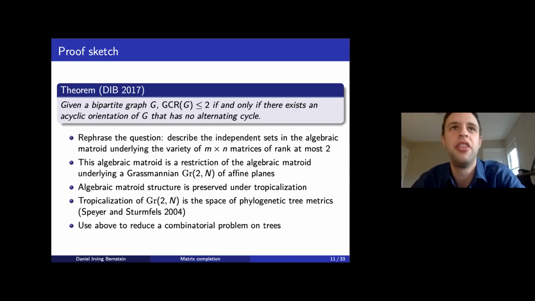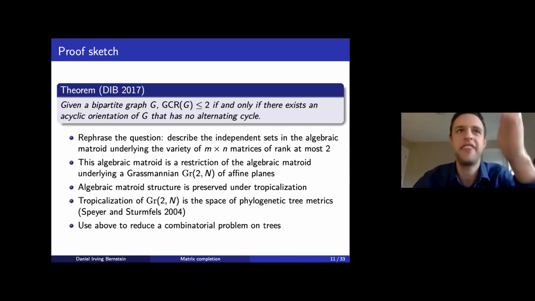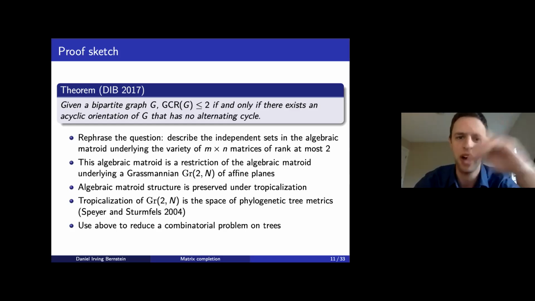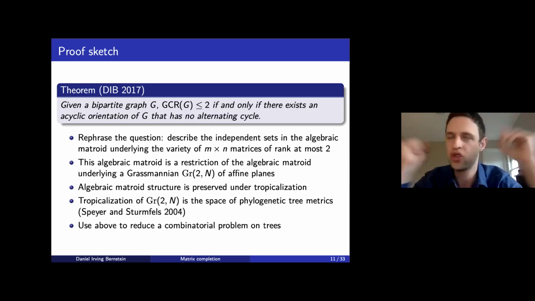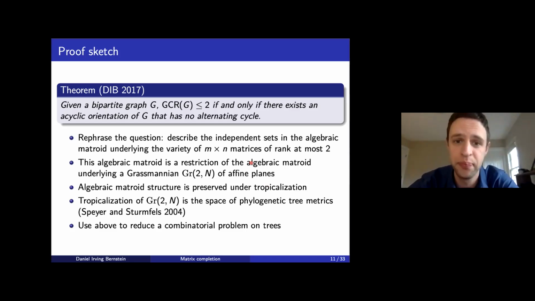So the proof, and this technique I've been able to apply in another context that I may or may not get to in this talk, but the technique is as follows. So, the question is, given a graph G, which graphs have generic completion rank at most 2? There's an easy way to rephrase this. It just says, describe the independent sets in the algebraic matroid of the variety of m by n matrices of rank at most 2.